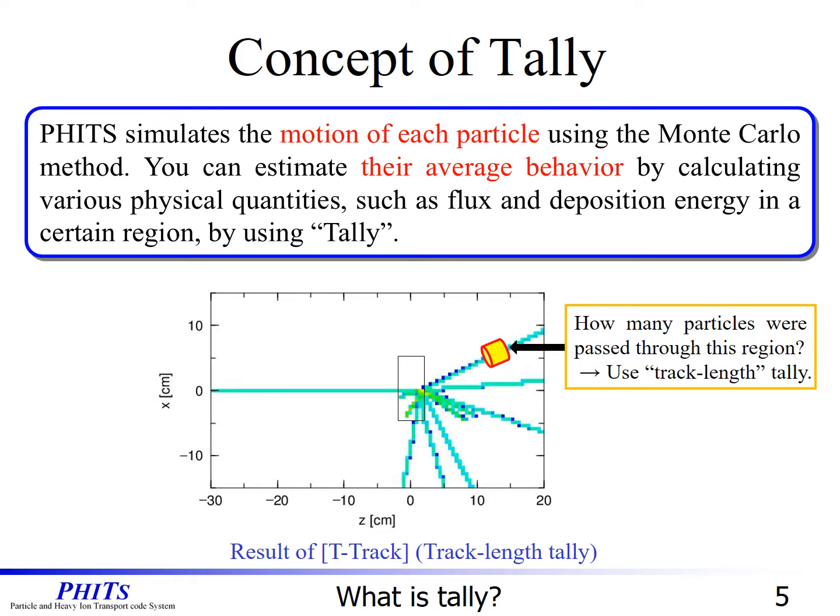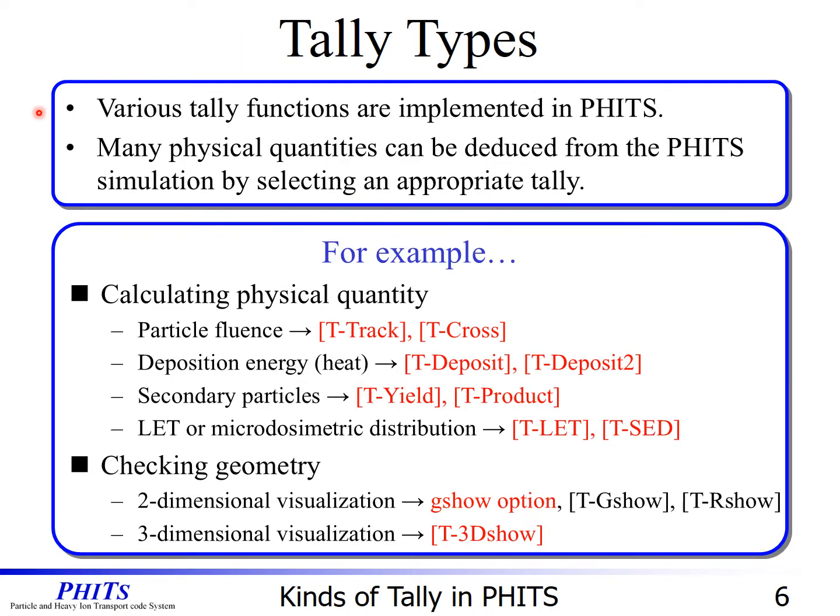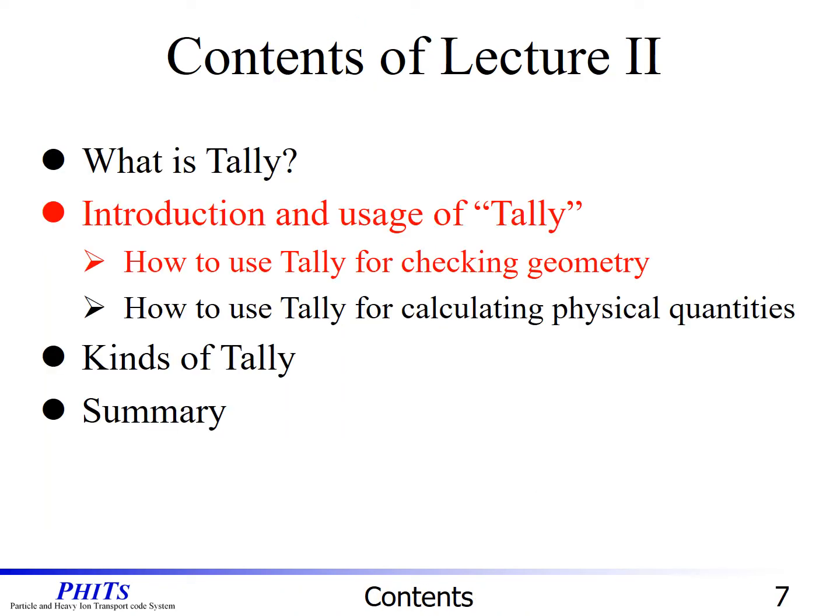When you want to know how many particles passed through this region, you will use track tally. Various tally functions are implemented in PHITS, and many physical quantities can be deduced from the PHITS simulation by selecting an appropriate tally. For example, particle fluence can be deduced by track tally and cross tally. Deposition energy can be deduced by deposit tally. Secondary particles can be deduced by yield tally and product tally. You can also check your geometry by using these tallies or using G-show option. Let's go on to the next subject.